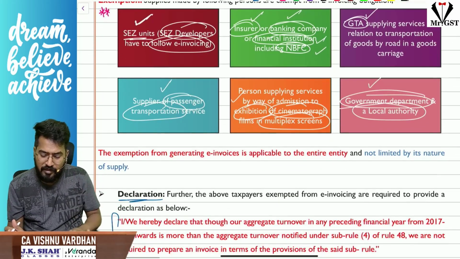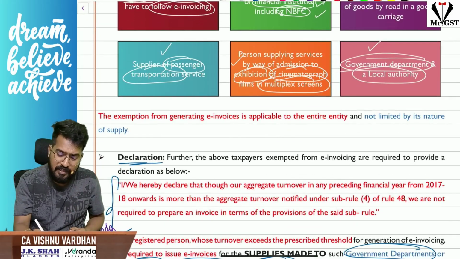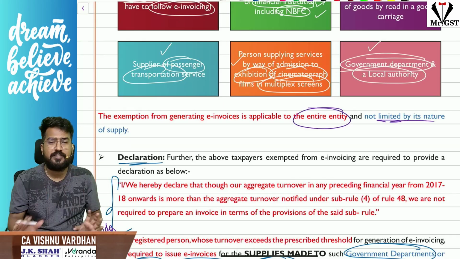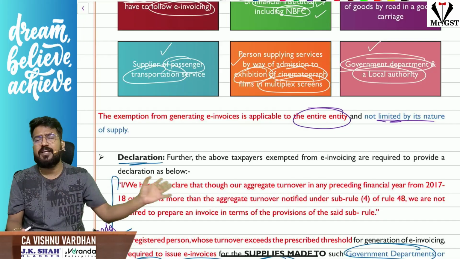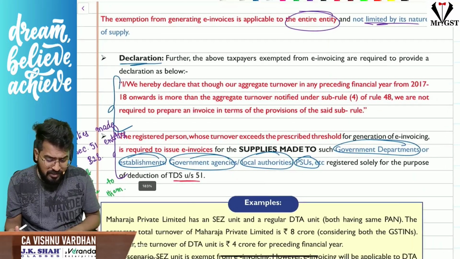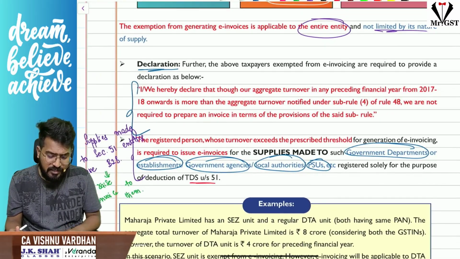Okay, and this relaxation is given for the entity as a whole, the entire entity. This is not limited only to any particular nature of supply that has been done. So this is applicable for the entity as a whole. Okay, and these people, what they have to do, because for them e-invoice provisions are not applicable, they should give a declaration here.